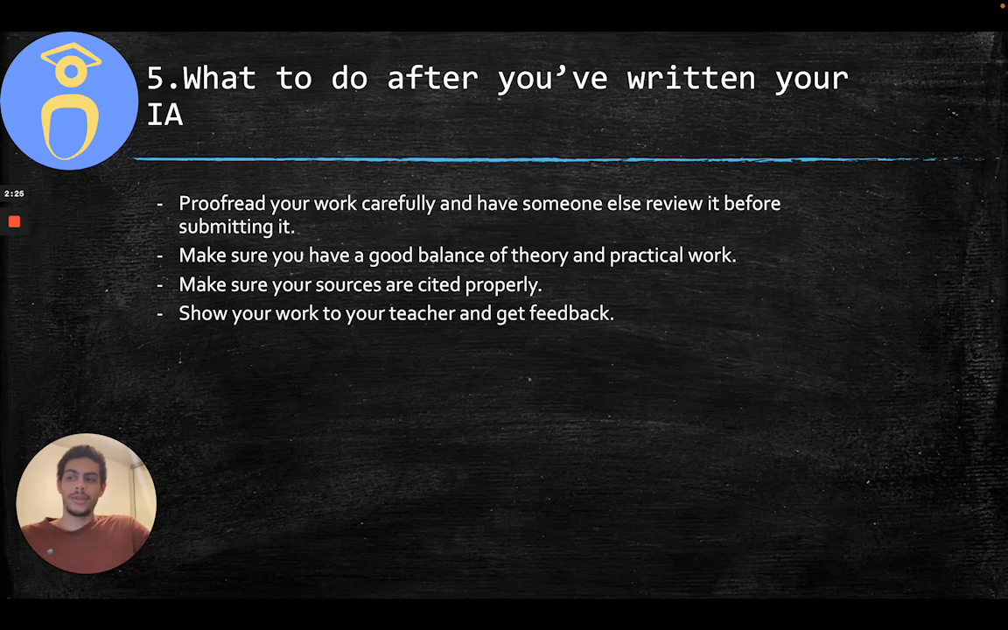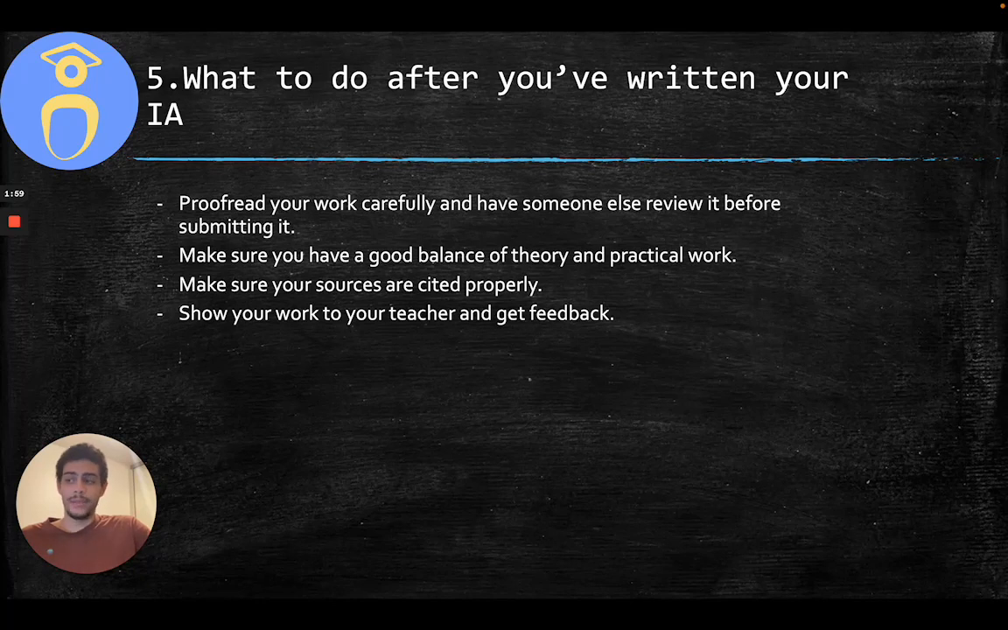Make sure you also have a good balance of theory and practical work. Your IA should have a good balance of mathematical theory and practical application. A good balance of both will show your understanding of the subject in a wider range. You also want to make sure that the sources are cited properly because you can lose marks over incorrect citations, which is a complete waste.